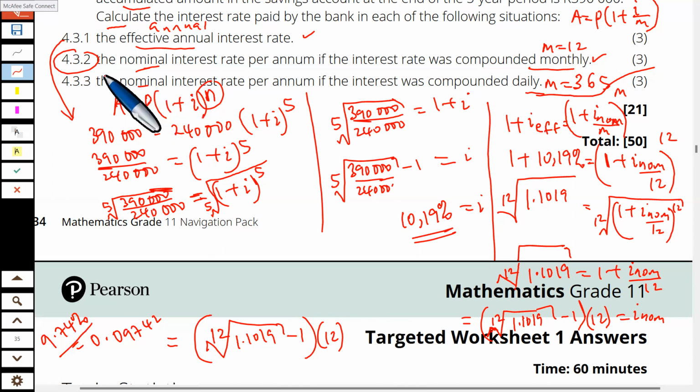Okay, look at this. Now you are looking for the nominal. You already have the effective. What is the effective? The effective rate is 10.19%. But you need to get the nominal, and it's compounded daily. I was saying daily is 365. There are 365 days in a year, provided it's not a leap year, because a leap year has 366 days, isn't it? Obviously, we're not speaking about a leap year.